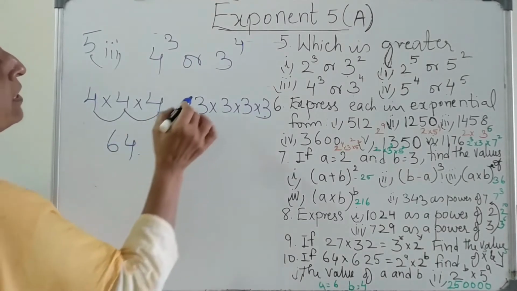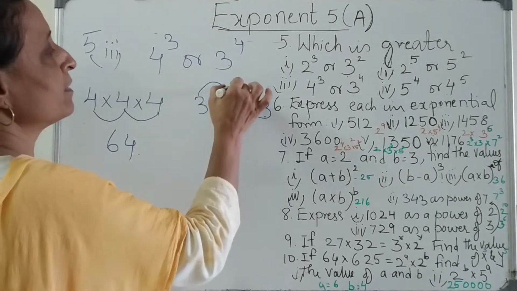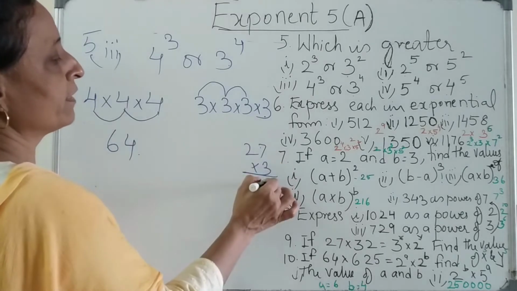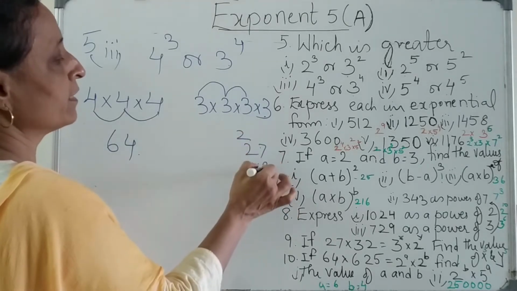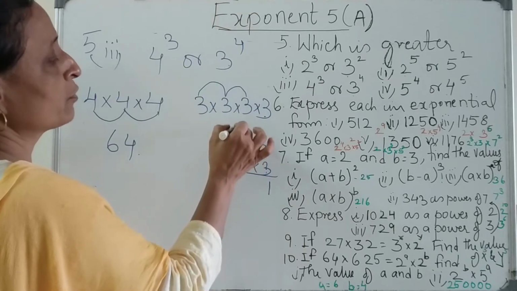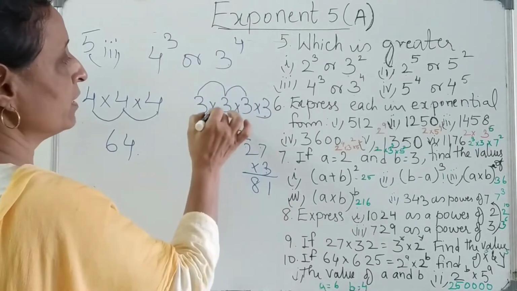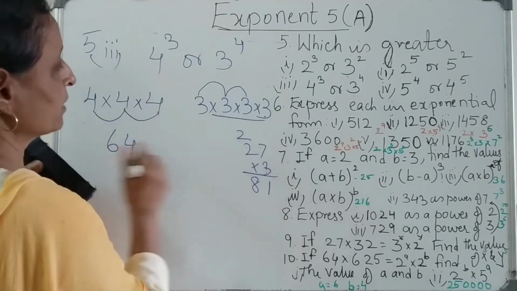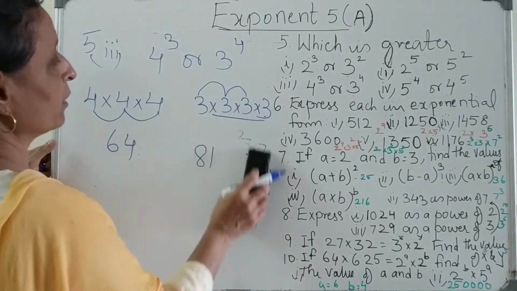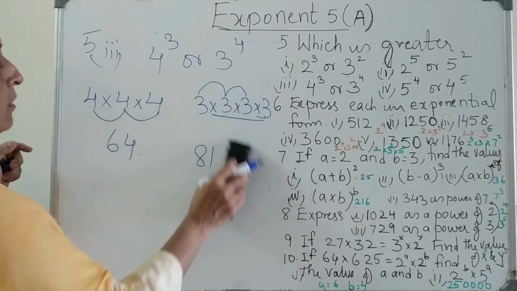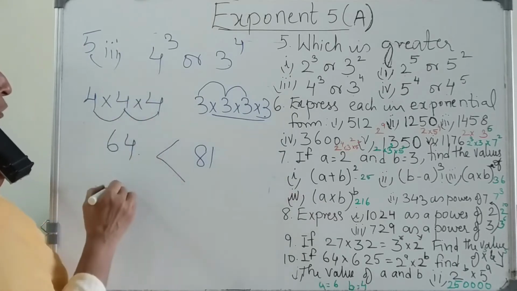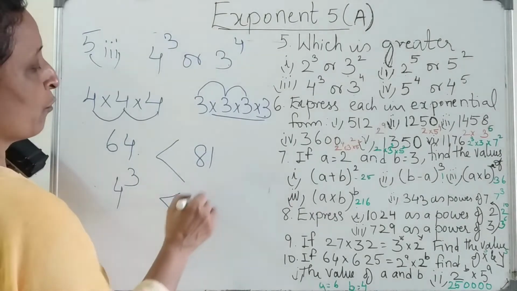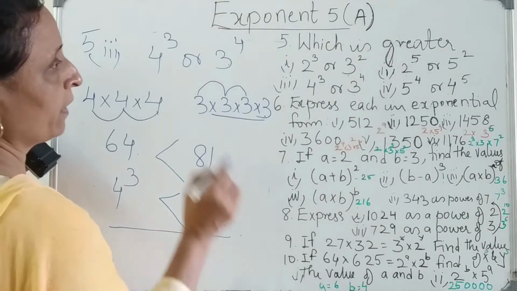Now let us solve this. 3 3s are 9, 9 3s are 27. 27 into 3: 7 3s are 21, 2 carry, 2 3s are 6, plus 2 is 8. So the value of 3 into 3 into 3 into 3, 4 times, is 81. Which is greater? Naturally 81 is greater. So 4 raised to 3 is lesser than 3 raised to 4. This is how it has to be done.